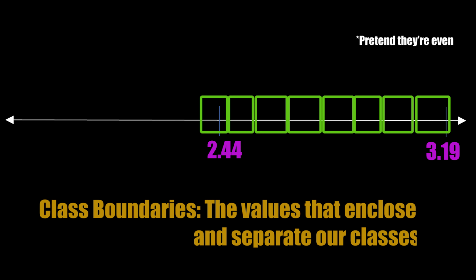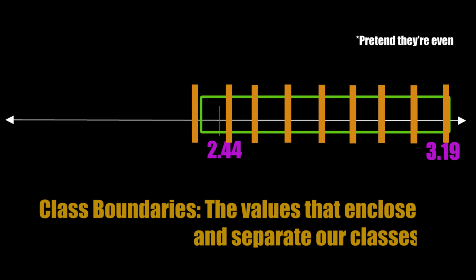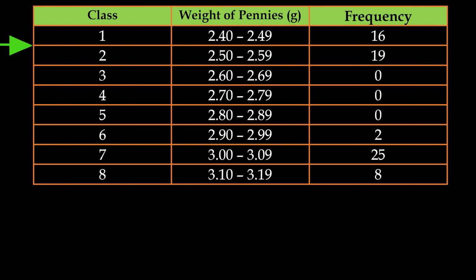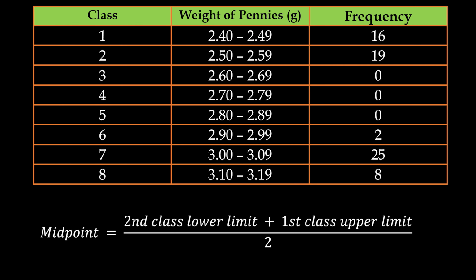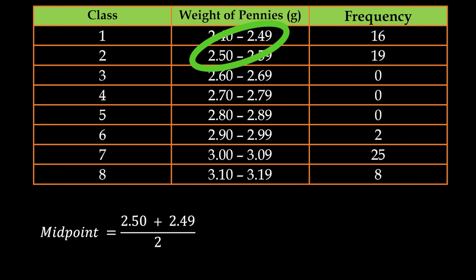The last thing we have to talk about is class boundaries. These are the values outside and between our classes. Let's look at how to find these. I like to start by finding the boundary between my first and second class. What I do is find the midpoint between these two numbers. I do that by adding them together and then dividing by 2.